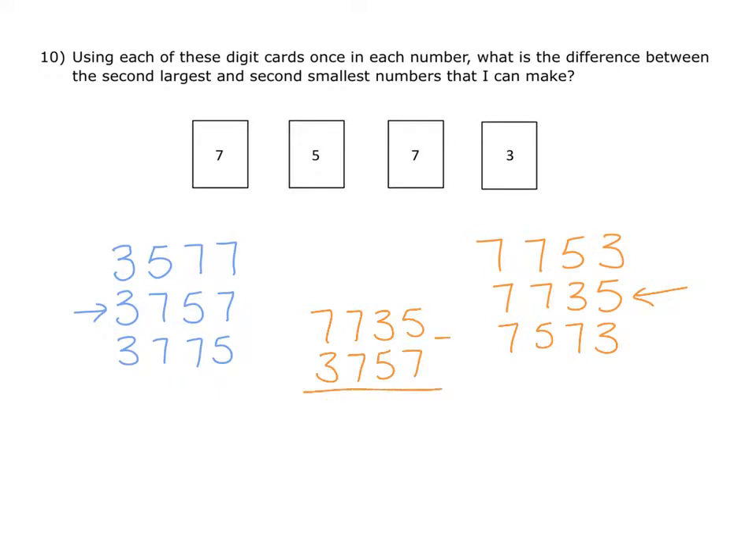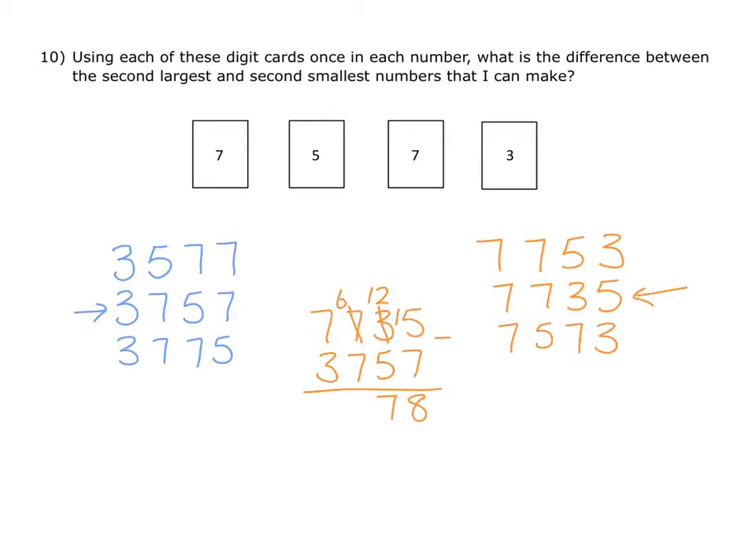And if we start with the first column, 5 take away 7 I can't do, so I'll decompose one of my 10s. 15 take away 7 is 8. 2 take away 5 I can't do, decompose a 7. Now we've got 12. 12 take away 5 is 7.